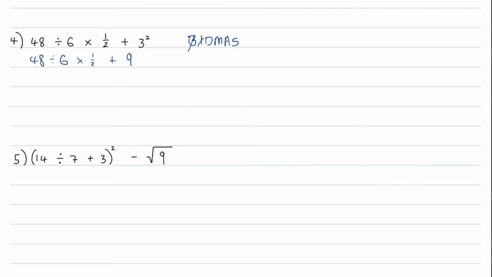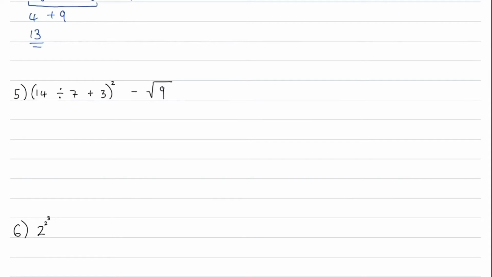Now let's look at our division and multiplication. So we've got this long expression here of division and multiplication, and we're just going to work left to right as we would do normally. So we've got our 48 divided by 6 times half. 48 divided by 6 is going to give us 8, times half is going to give us 4. So we have 4 plus 9, which gives us 13 as a final answer.